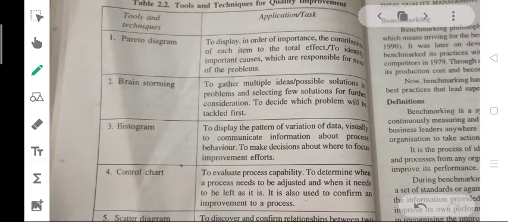The topic is tools and techniques for quality improvement. There are 11 tools and techniques and their applications/tasks.